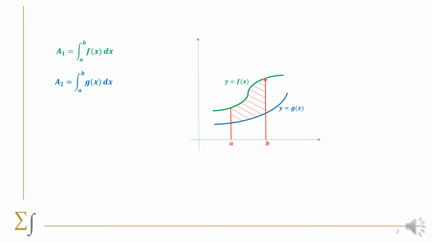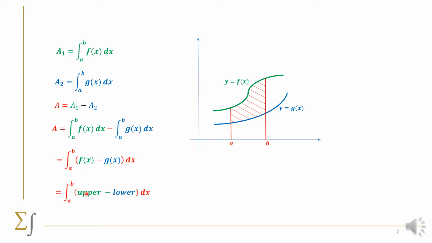Yes, we can say that this area, which is shaded in red, is equal to area 1 under the green curve minus area 2 under the blue curve. Or simply we can write this. We substitute for area 1 and area 2, so we get this equation, which is equivalent to this. In other words, the area we are interested in is equal to the integral from a to b, with respect to x, of the upper curve minus the lower curve, where here is the upper and here is the lower.